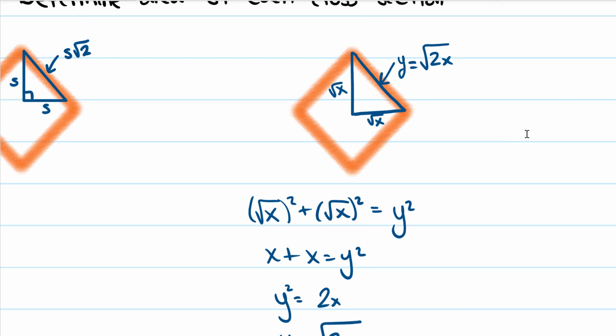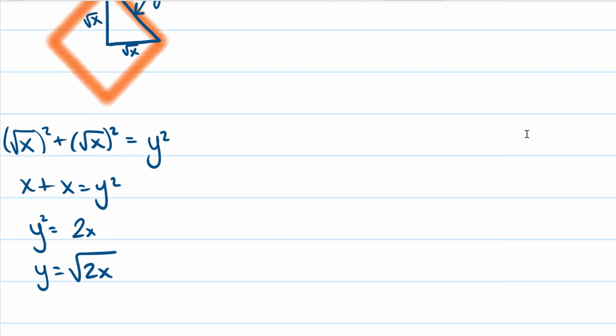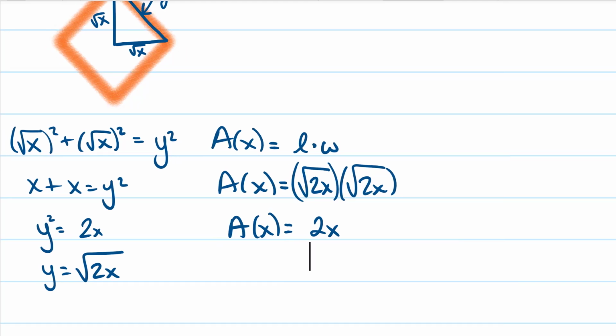So now that we know the side length of this, we'll be able to determine area of this square. And remember the area of a square is length times width. So our area is going to be the square root of 2x times the square root of 2x, which gives us just 2x. So now that we know the area of each cross-section, all we need to do is integrate.